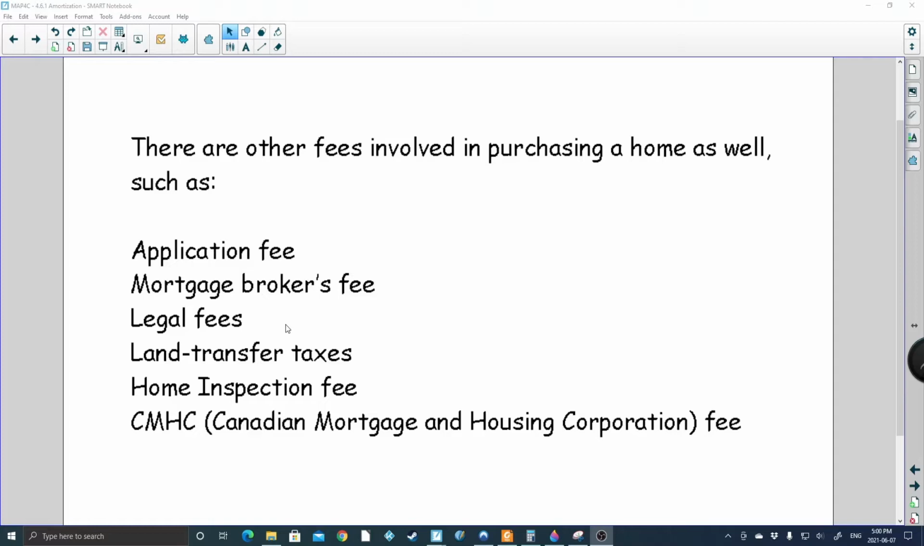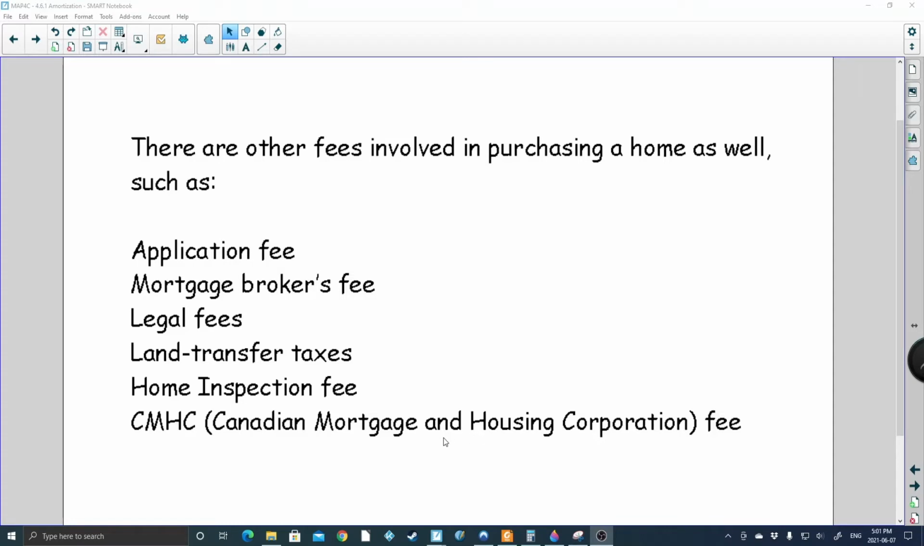You're going to have to pay for a lawyer to take a look at a whole bunch of different things when it comes to transferring the house and what are the legalities involved with that. Land transfer taxes that the city might charge you. If you want to have a home inspection done to see if the home is free of needing significant repairs, there's going to be a cost to that. And there's also costs involved with the CMHC, which is the Canadian Mortgage and Housing Corporation. Usually that has to do with people who may not be able to do the full down payment on the house, or the recommended down payment on a house, or if you're doing the minimum down payment on a house.